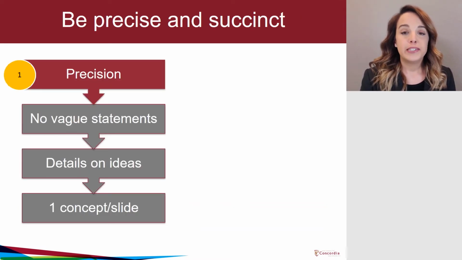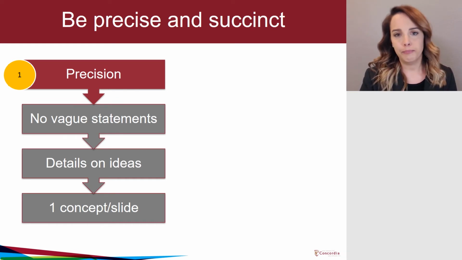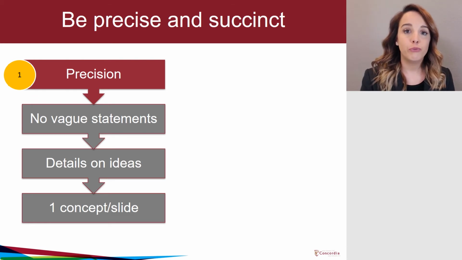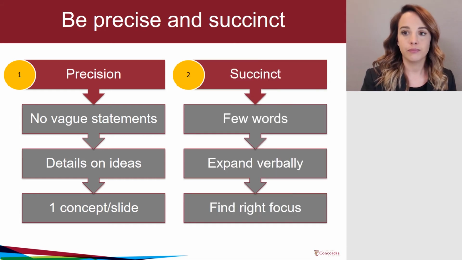Another element of it is really to be precise and succinct. Precise in terms of developing your ideas and not being too vague about them, so that if you're talking about a marketing plan or operations elements, that you really laid out the details of the steps, the details of what needs to be done. All this while keeping it to one concept per slide, so that you're not giving too much information in one portion to the viewer, and that they can digest what you're saying.